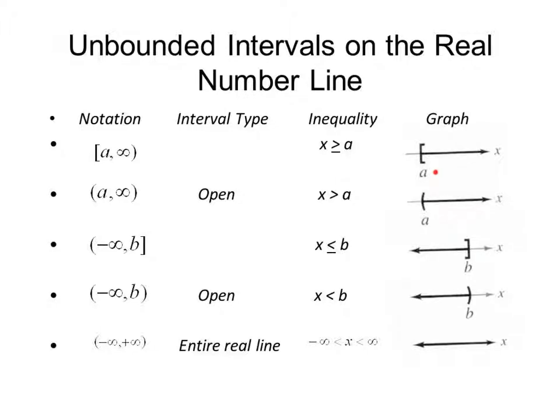With our second graph, here we are just not including A. With our third and fourth graphs, we're going off to negative infinity. So here we have a highest value of B, and we are looking at all of those values of x that are less than B, heading toward negative infinity. Finally, our last interval includes the entire real number line. So that's going from negative infinity to positive infinity. That's all of the real numbers. So here we don't have any bounds at all. We're just highlighting the entire number line.